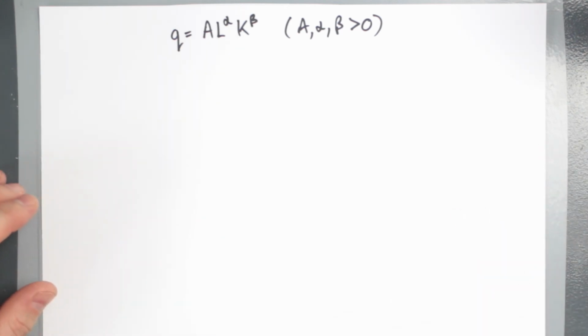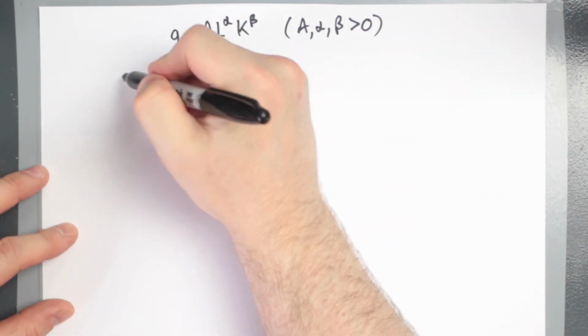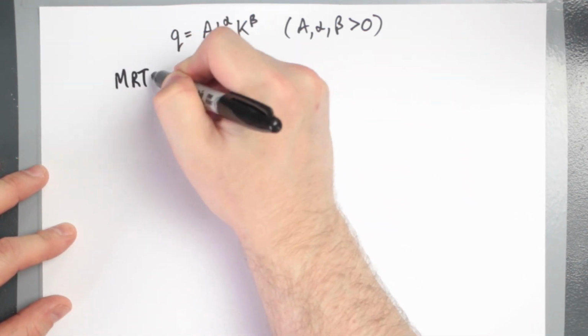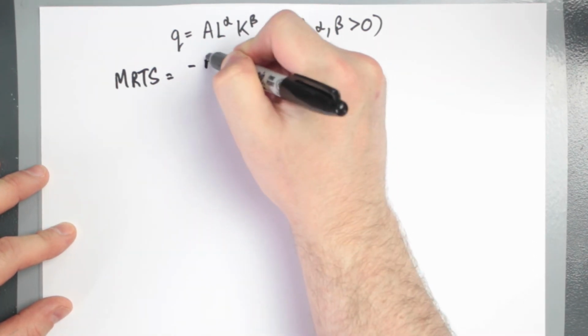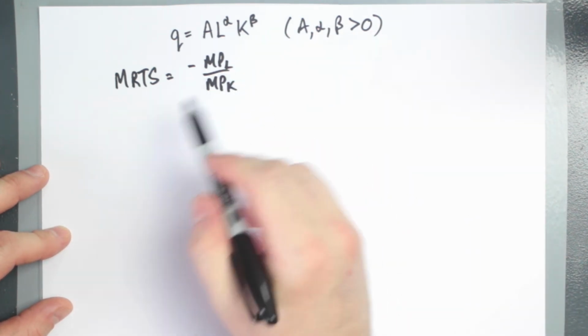Okay, so let's calculate the expansion path. Now remember, the expansion path is characterized by the condition that every point on the expansion path gives a pair L and K that satisfy the equation: the marginal rate of technical substitution at that point is equal to the negative of the ratio of input prices. So we need to know the marginal rate of technical substitution. Let's just quickly recall that. I think we've done it before. The marginal rate of technical substitution is minus MPL over MPK. So what are these expressions?